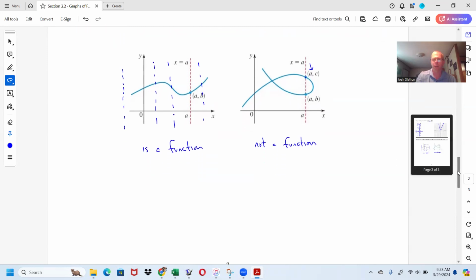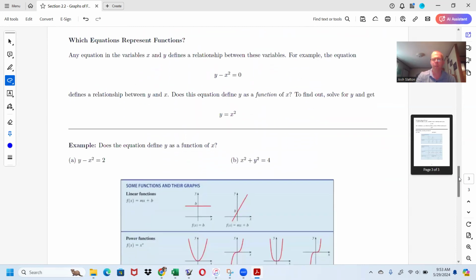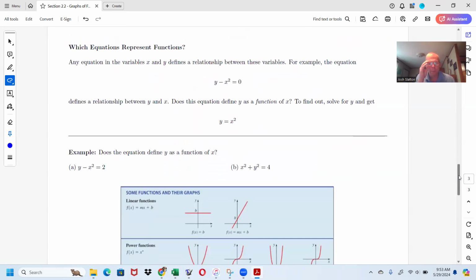The next way that we can talk about this is looking at equations. Any equation in the variables x and y defines a relationship between these two variables. If you remember from algebra classes, a relation is any set of ordered pairs. Now the relation may or may not be a function. So in this case, y minus x squared equals 0. That is a relation. There's a relationship between y and x. Is y a function of x?